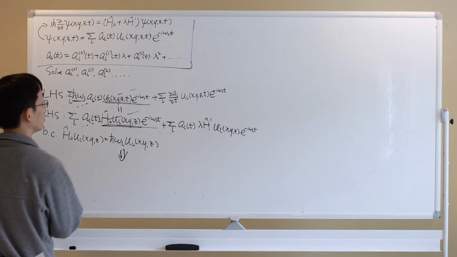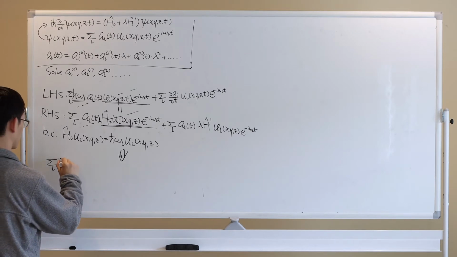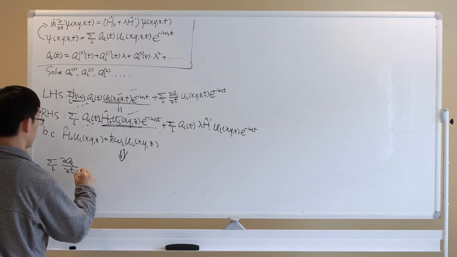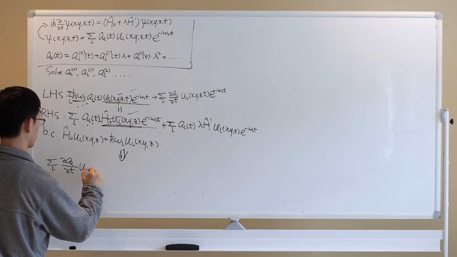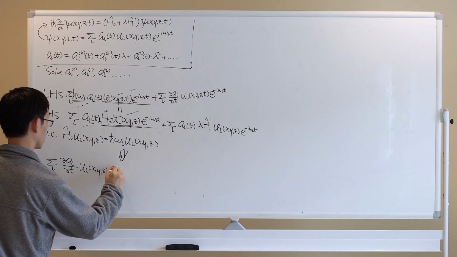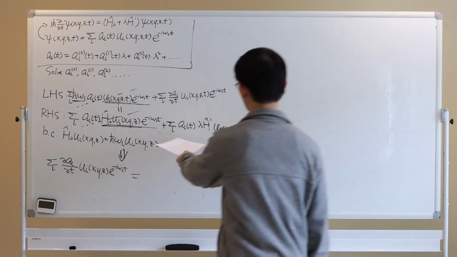It would be the sum over L of the partial derivative of A_L with respect to t, times U_L(x, y, z), equal to the right-hand side, this one.